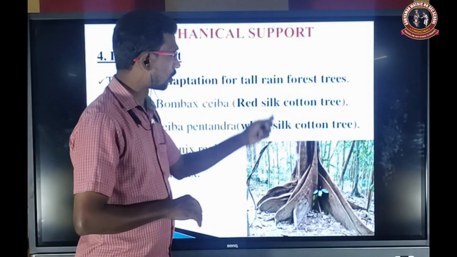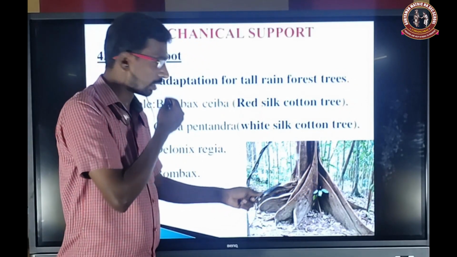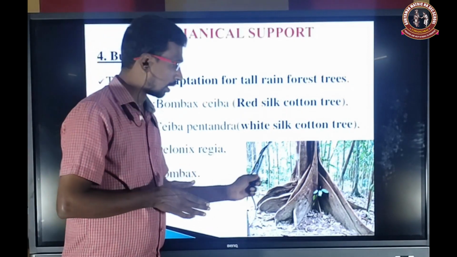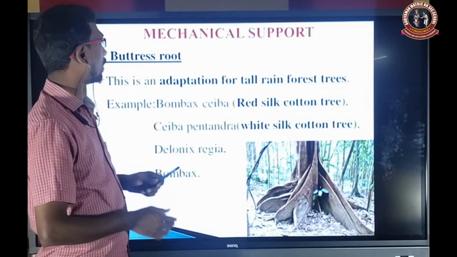So here it's a tropical rainforest tree. The plank-like structure will be formed and grow downwards, and all around the trunk, it will help to support. That is a buttress root.